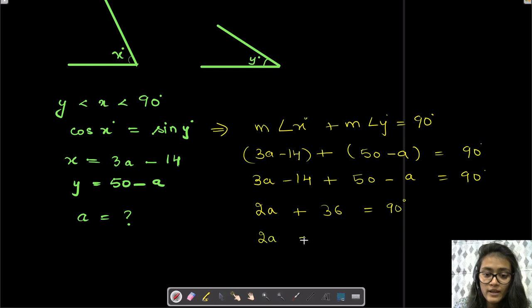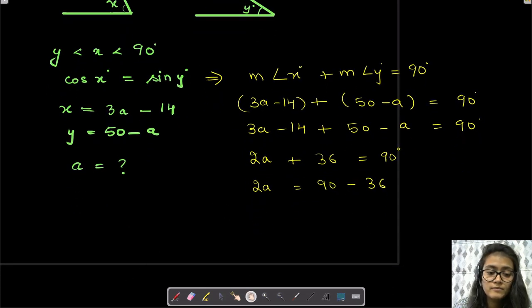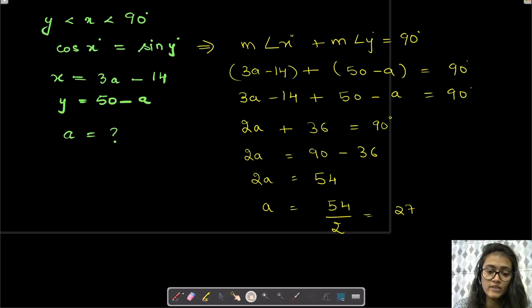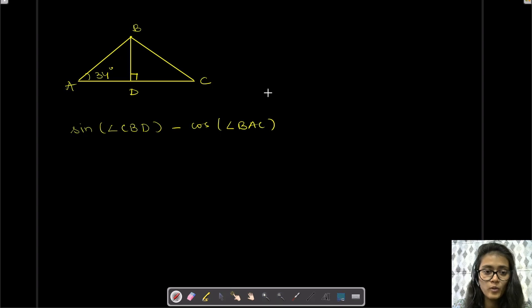So 2a is equal to 90 minus 36. So 2a is equal to 54. And that means a is equal to 54 divided by 2. That is nothing but 27. So value of a is 27. Right, let's take the next problem.